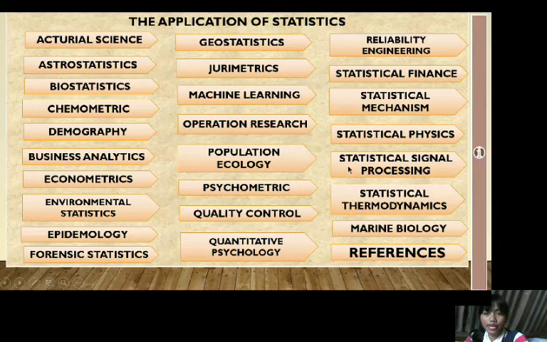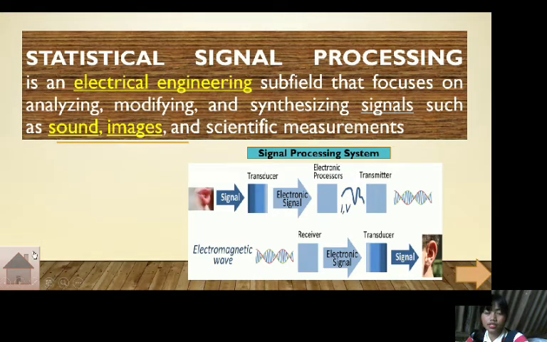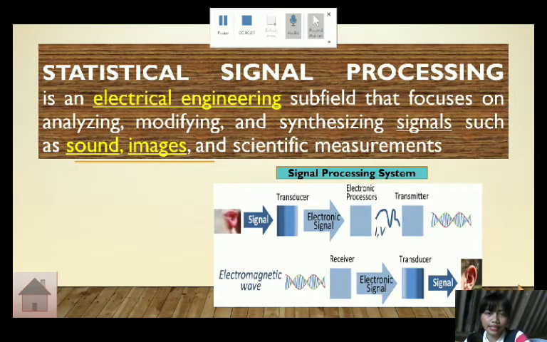So next is statistical signal processing. Here, the use of statistics is that statistical signal processing is an electrical engineering subfield that focuses on analyzing, modifying, and synthesizing signals, such as sound, images, and scientific measurements. This can be used to improve transmission, storage efficiency, and subjective quality, and to also emphasize or detect components of interest in measured signals.